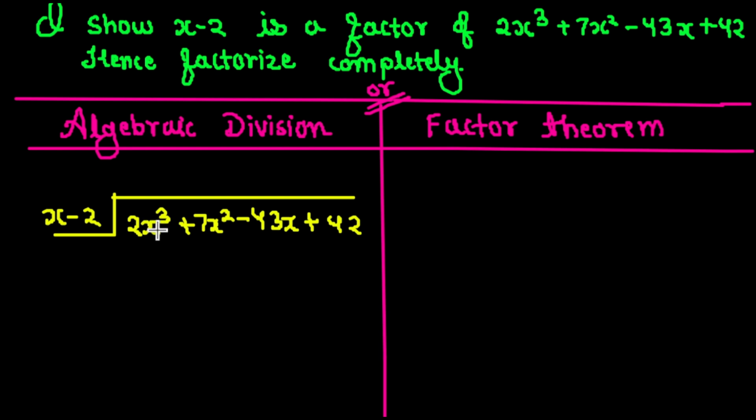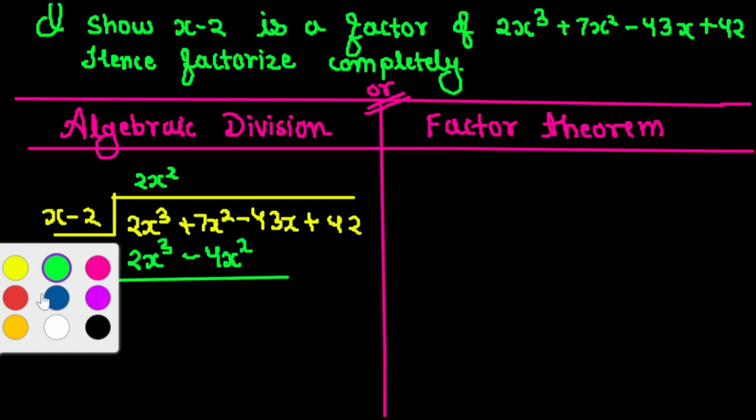2x cubed: I have an x, so we will multiply it with 2x squared. So it goes here, 2x cubed. Multiply the same term with the next one, so that's going to be a minus 2 times 2, a 4x squared. All right, now we subtract them.